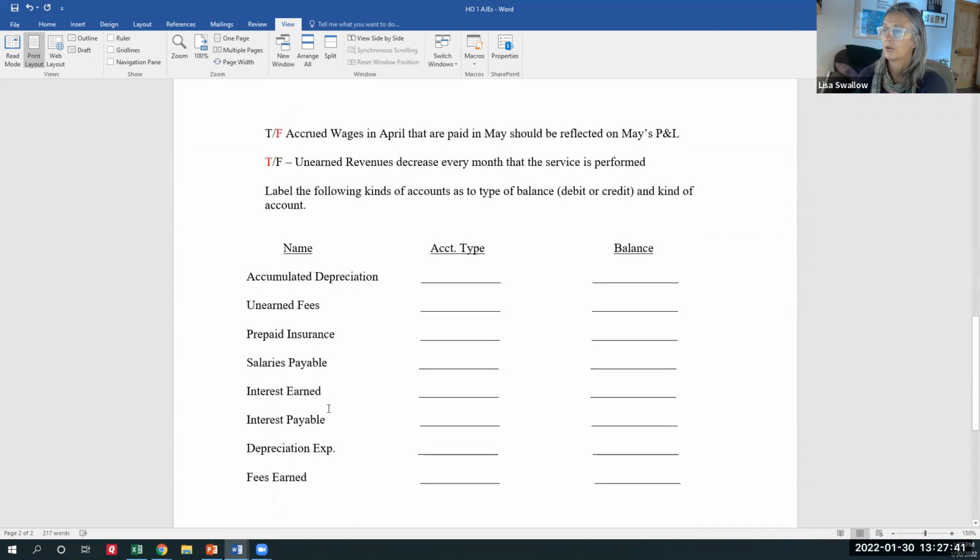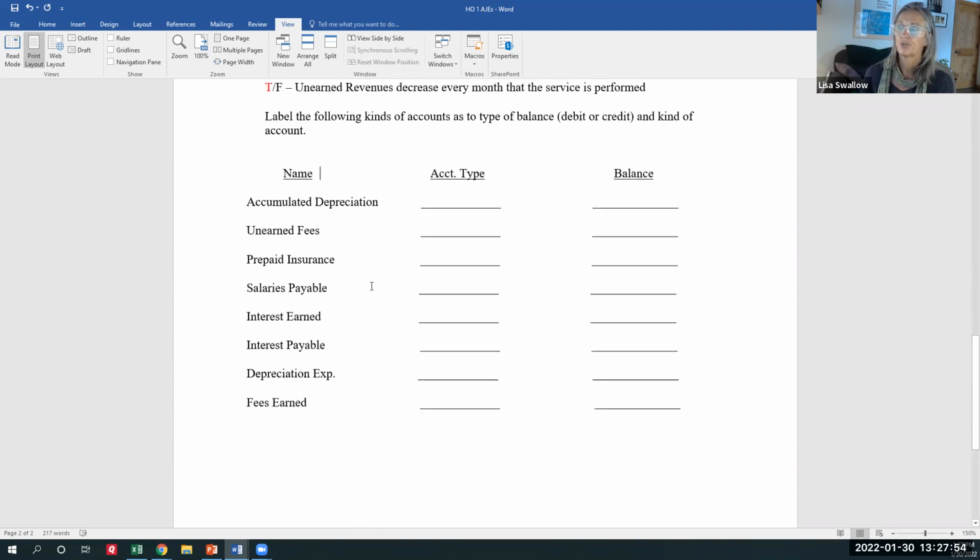All right, now label the following kinds of accounts as to the type of balance. Is it a normal debit balance or a normal credit balance? And what kind of account is it? So let's just go through these. Accumulated depreciation is a contra asset with a credit balance, and it goes on the balance sheet. Unearned fees is a liability account. It goes on the balance sheet and it has a credit balance. Anytime you see the word unearned, you know that's a liability.